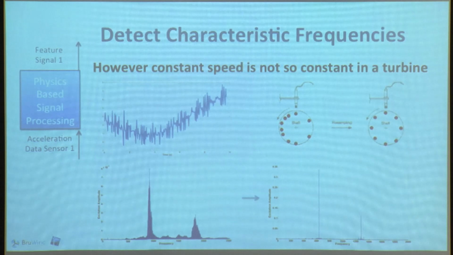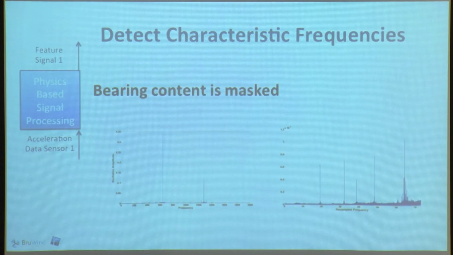So the first thing we do is go to the angular domain. We try to take away this speed fluctuation by, instead of sampling at constant time, sampling at constant angle. If you do this, you move to this spectrum. It's already a lot cleaner. The peaks are very distinct, so it's very interesting. Then you bump into another problem.